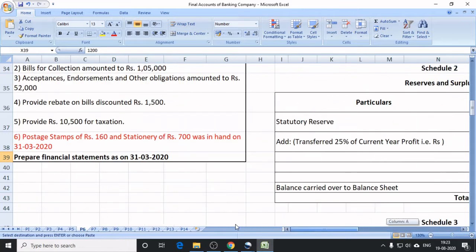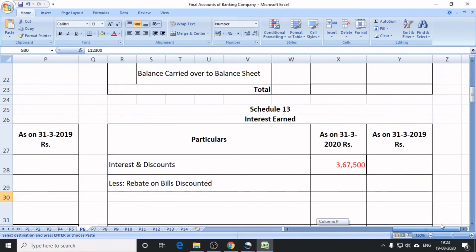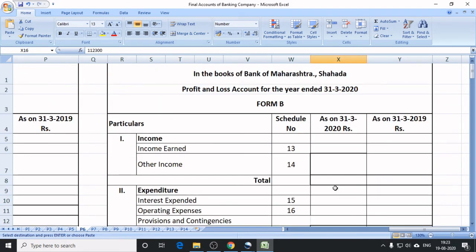Okay, next is profit and loss account on 1st April 2019. Here we are preparing the balance sheet as on 31st March 2020. So this is the profit at the beginning of the accounting year. So we should show it under the profit and loss account, that is form B, in the third part next to profit brought forward, in the column of current year.